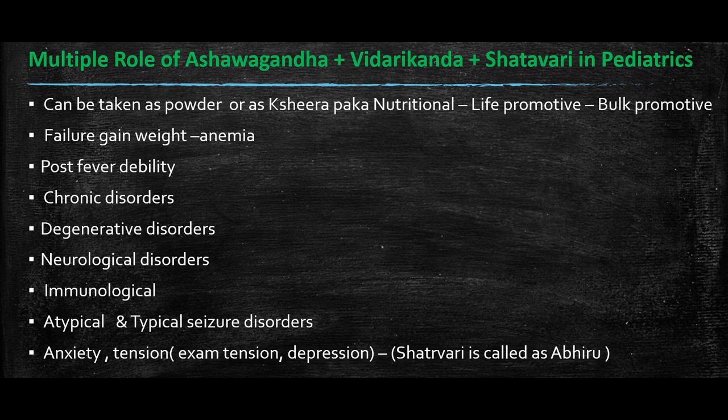So, especially those kids with failure to gain weight or anemic like condition or deficiency problem, ashwagandha is the best drug. Okay, ashwagandha, shatavari, vidarikanda combination gives excellent results. Now, it is also quite good to gain weight. Usually one of the main complaints is my child is not gaining weight. This is the most common problem. So, this combination is very good.